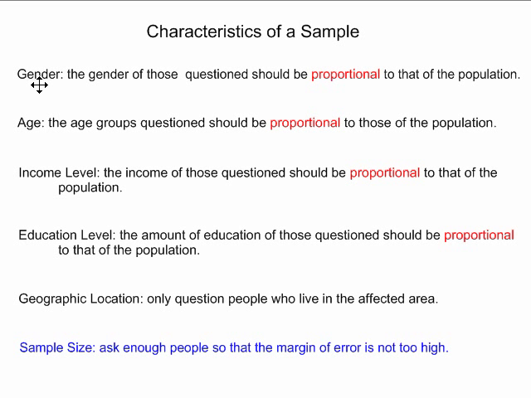The first characteristic is gender. The gender of those questioned in a survey should be proportional to that of the population. Well, in this case, it's an all-girls school, so I'm only asking girls.